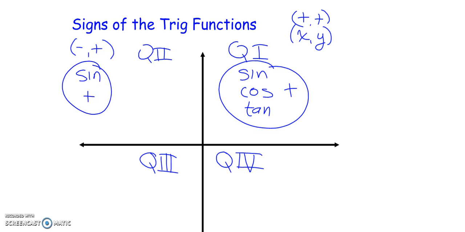Cosine is going to be an x value, which in quadrant 2 is always negative. So cosine will be negative. Also, tangent is going to be y over x, which is a positive over a negative. So tangent is also going to be negative.